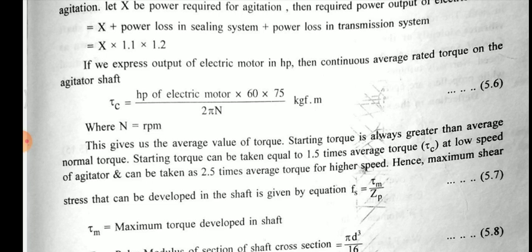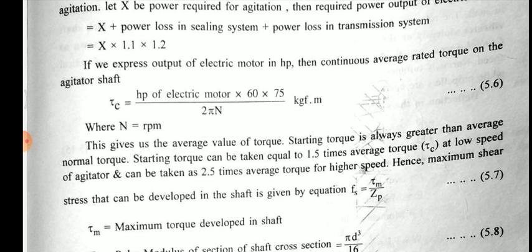Using this equation we get the average value of torque. Starting torque is always greater than average normal torque. Starting torque can be taken equal to 1.5 times the average torque at a low speed of the agitator, and 2.5 times the average torque for a high speed. So starting torque is considered 1.5 times the average torque at low speed, and at high speed it is considered 2.5 times.